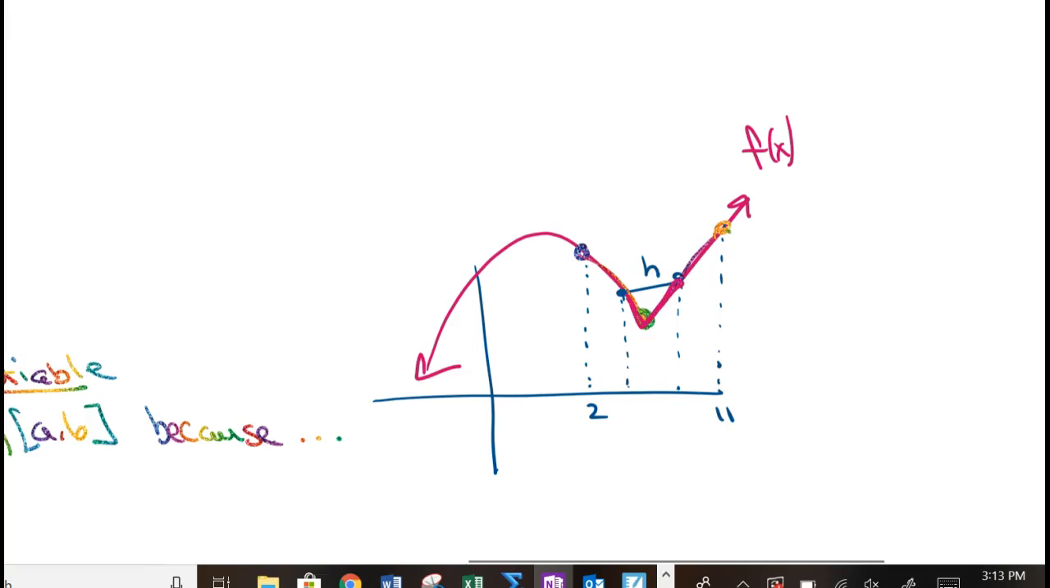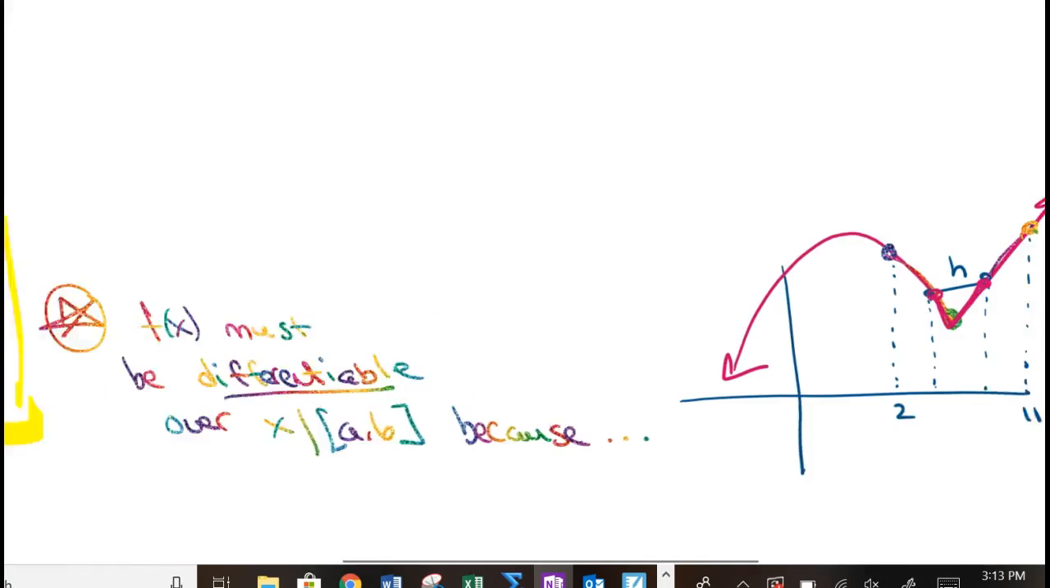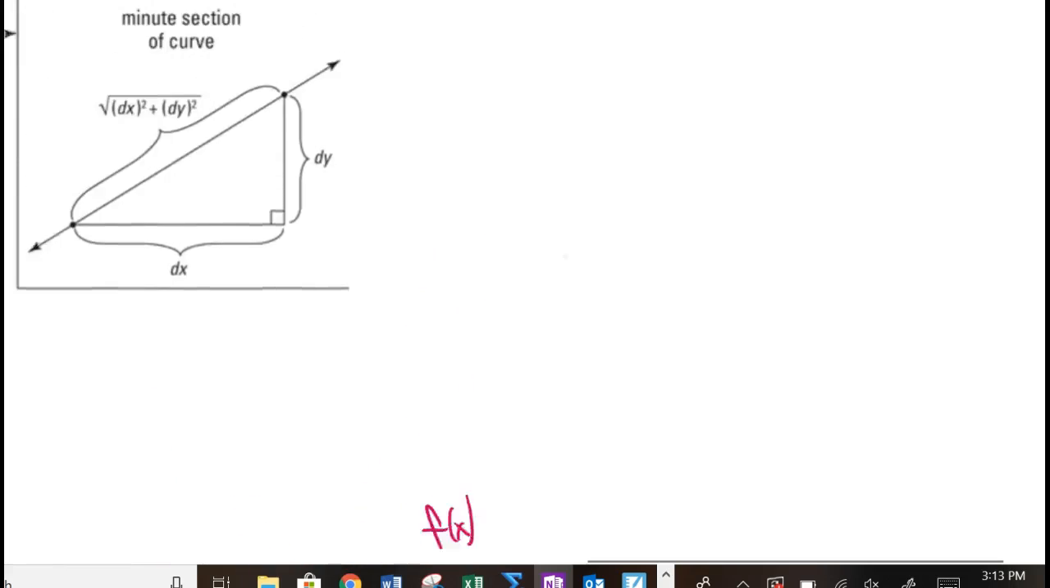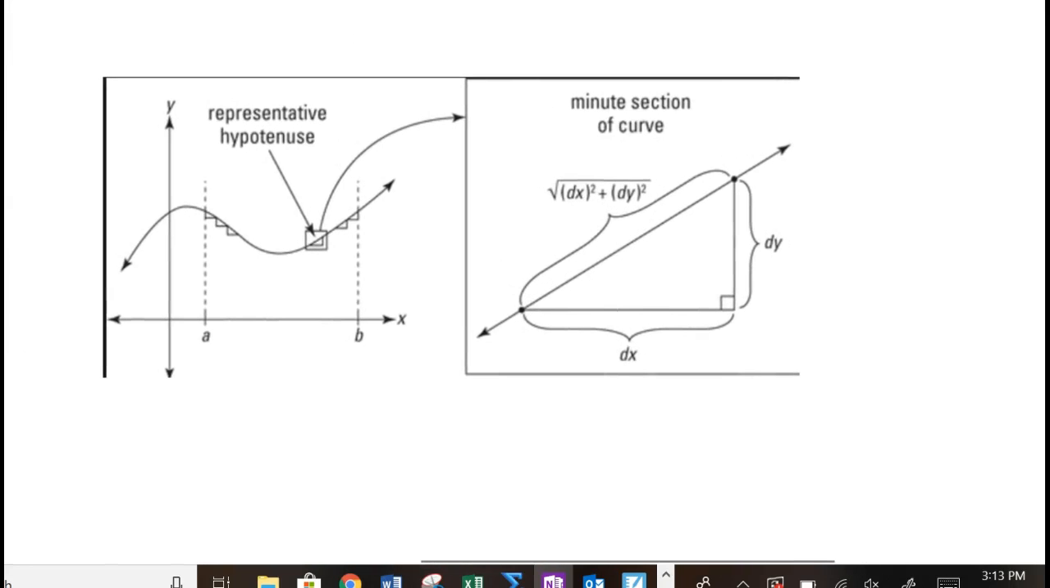h never approaches s in this situation, okay? So to use this formula for arc length, your function has to be differentiable. Also, in the middle of preparing this screencast, I happened to find this little graphic on the internet, which is, I think, kind of nice.